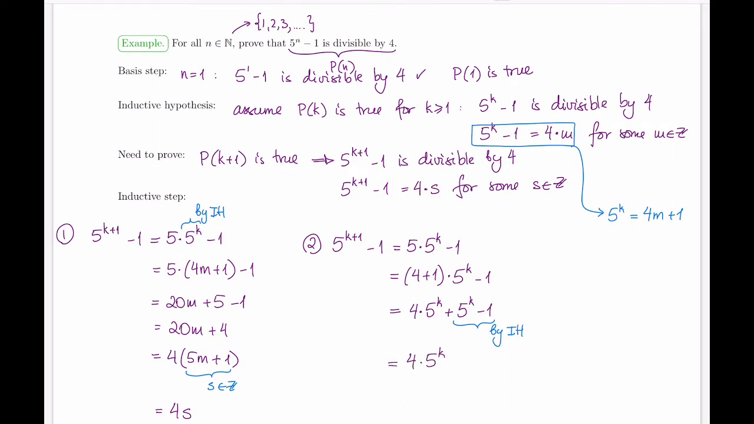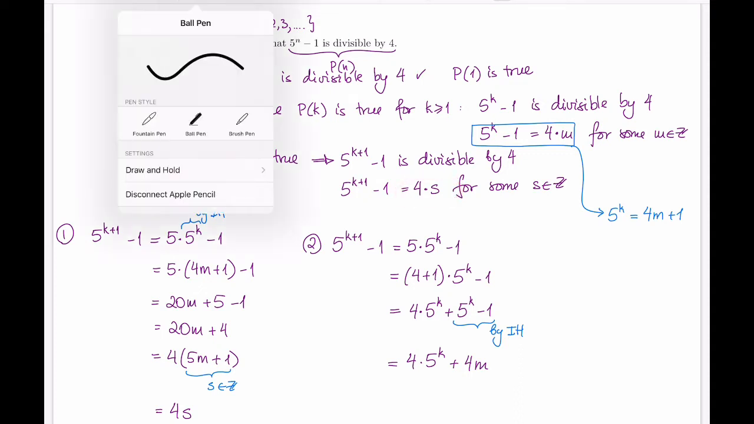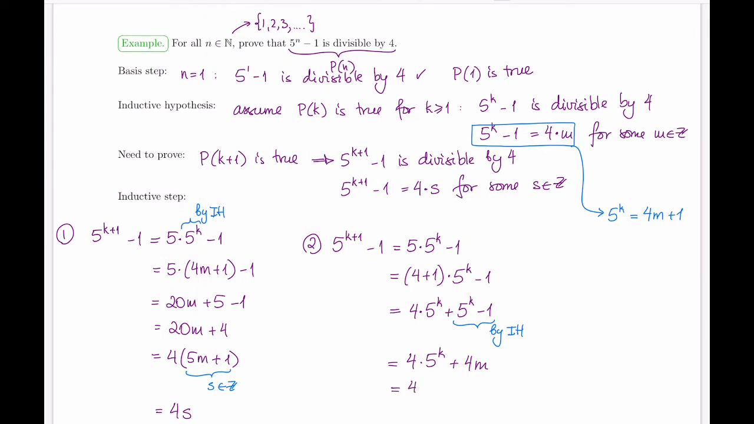So I'm going to leave my first part as is, but this will now become 4 times m. And remember, my goal is to write the whole thing as 4 times an integer. And I can see that at this point, I can factor 4 out. So it's going to have 4, and then I'm going to have 5 to power k plus m. Notice, of course, that if m is an integer and k is an integer, 5 to power k plus m is also an integer. So as before, I can simply relabel that as s. And my last step will be simply rewriting this whole thing as 4 times s. And I am done with my second way of proving this exact same thing.